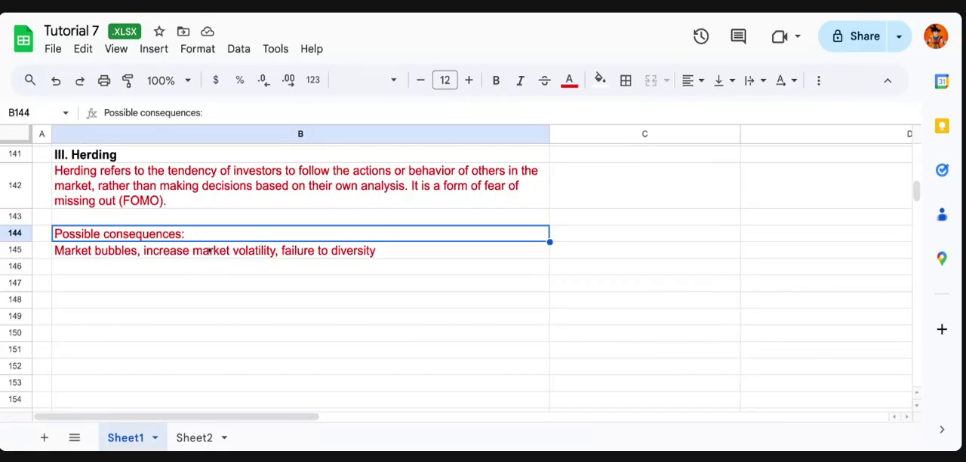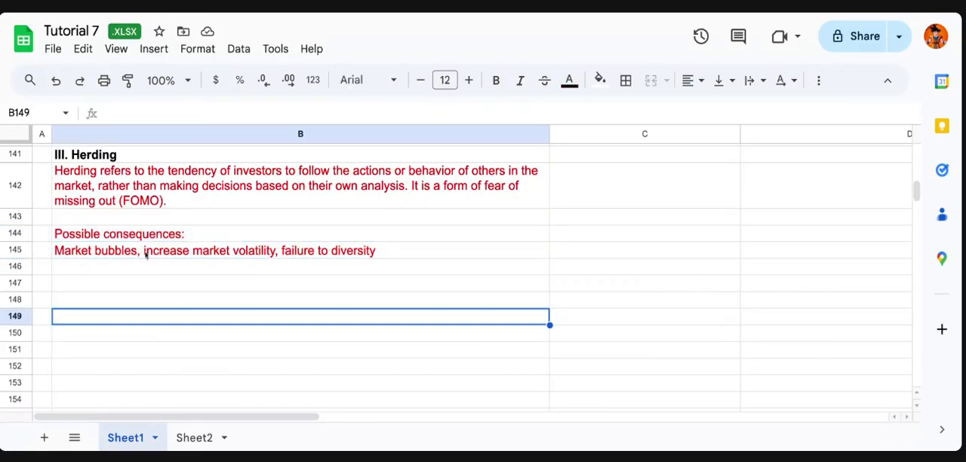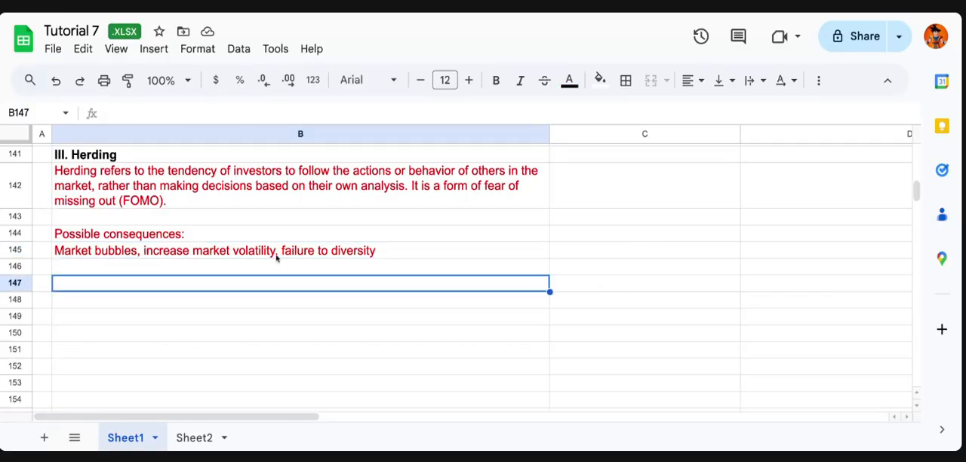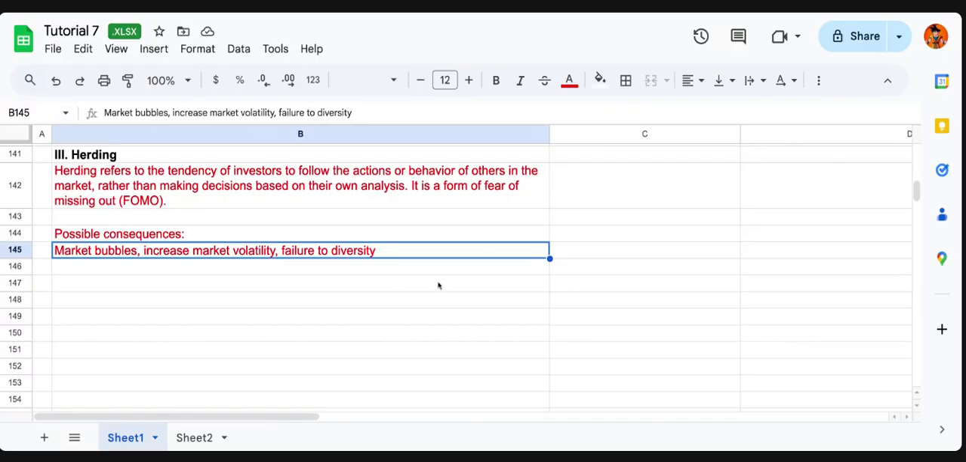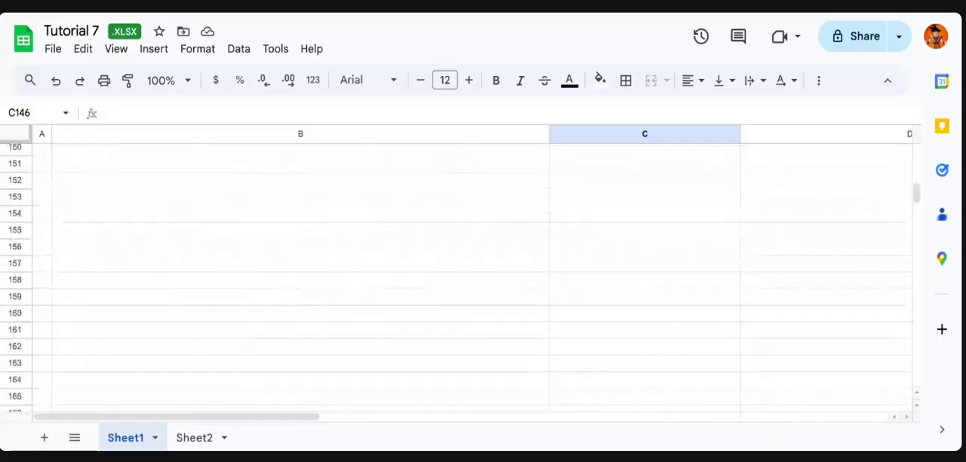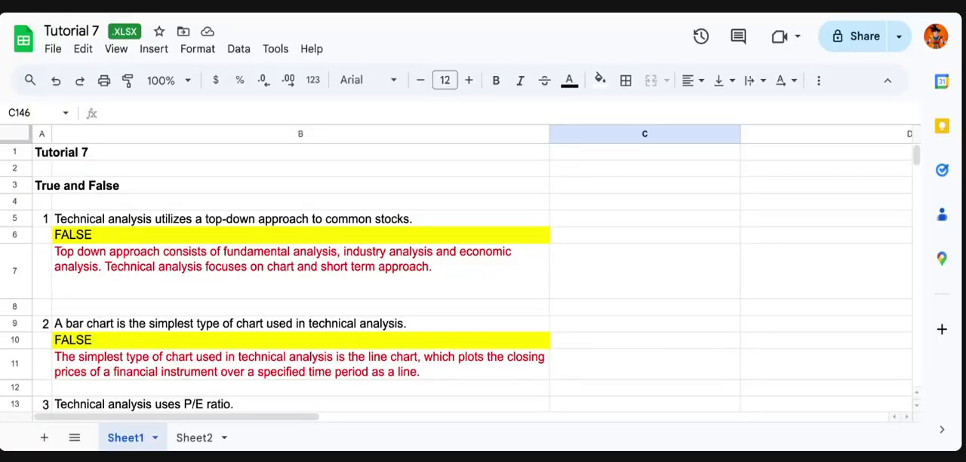So if herding behavior appears in the market, what will happen? Market bubbles. That means the share price will keep going up and up until one fine day the whole thing will just crash, just like glove stocks during the pandemic. It will increase market volatility, and again, investors will fail to diversify. So those are the possible consequences. That's basically the questions in this tutorial. Like I said, most of the time, when it comes to technical analysis, they are basically asking you these few basic questions only. All right. Now let's look at the assignment.